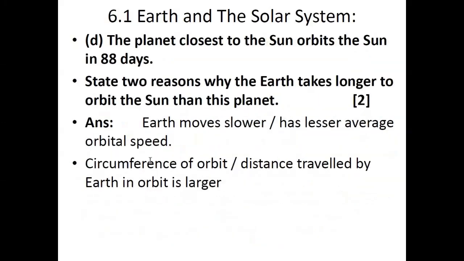The planet closest to the Sun orbits the Sun in 88 days. State two reasons why Earth takes longer. First of all, the planet closer to the Sun has to cover a very small distance, as it has the smallest orbital distance. Plus, it has the greatest average orbital speed, because a lot of the Sun's gravitational energy is acting on it, whereas Earth is further away from the Sun, so it has to cover a lot more distance to complete one revolution, and its average orbital speed is slower than the first planet.